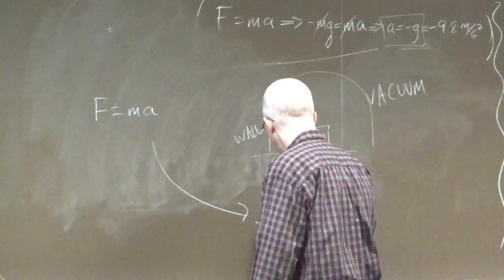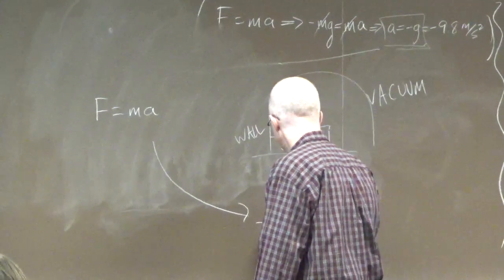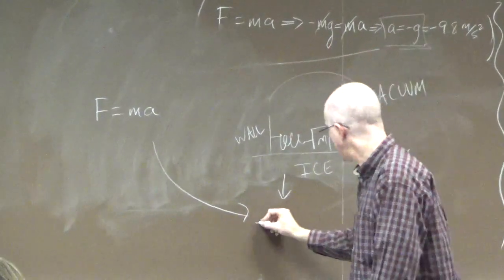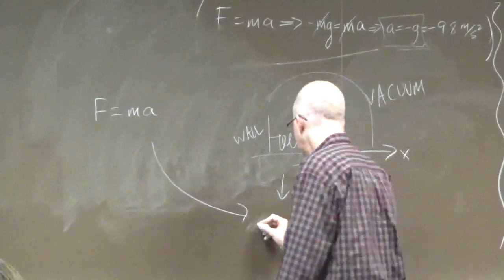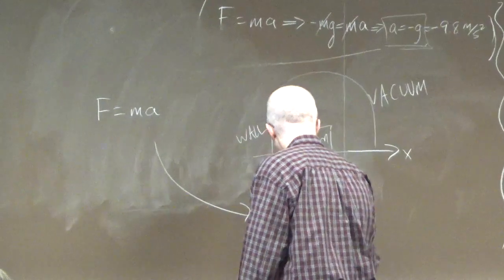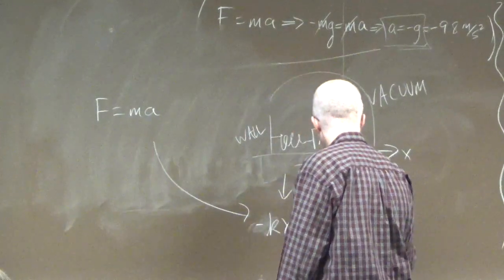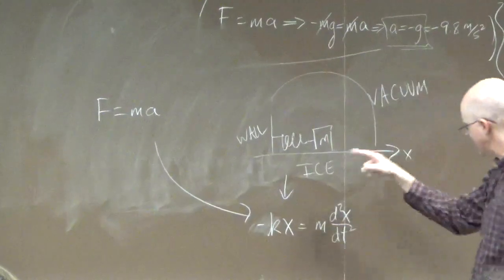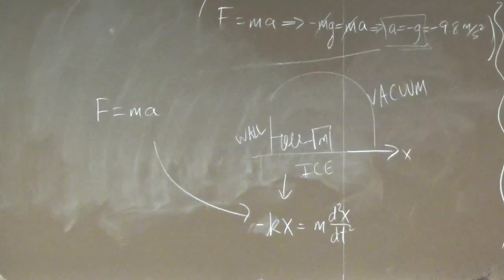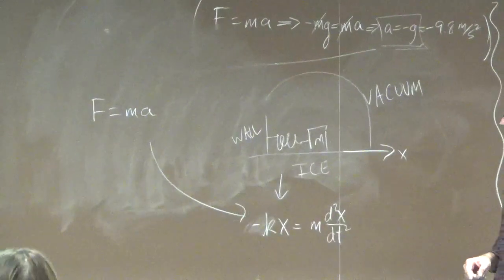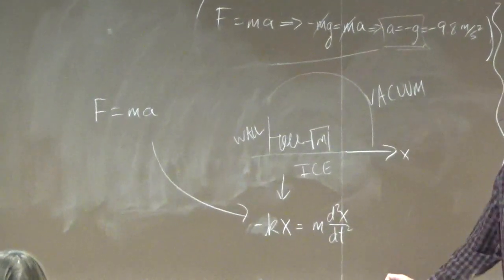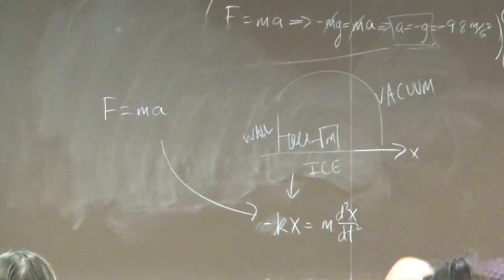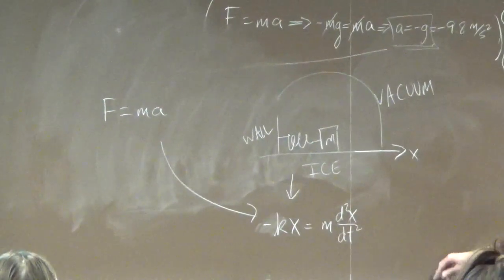If there's no friction, then the force is just the restoring force of the spring. If this is, say, the x direction here, it would actually be negative some constant k times x equals the mass times the second derivative of x with respect to t. I'm thinking of x horizontal as being the dependent variable here. Solutions of this second order equation do involve trig functions, cosine and sine. And that should make some intuitive sense.